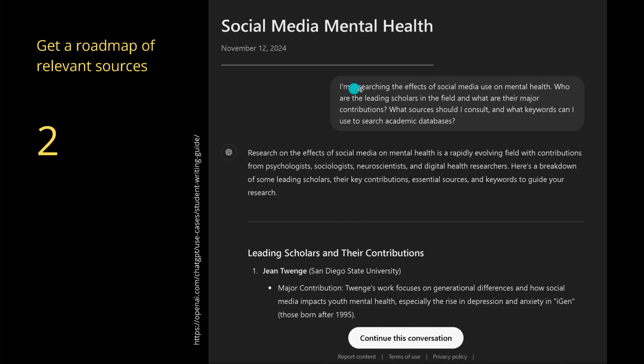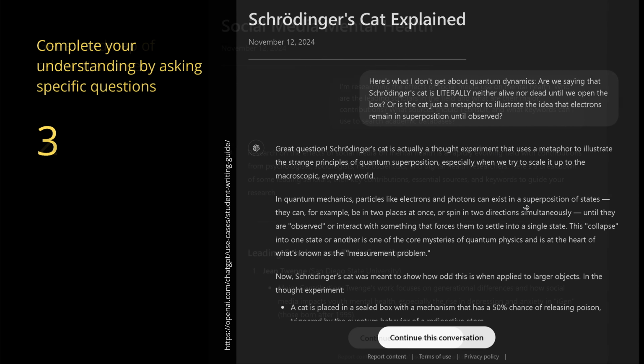Now this is interesting, no? Because you just tell ChatGPT or whatever system you have, hey, I'm researching the effects of social media on mental health. Who are the leading scholars in the field and what are their major contributions? What sources should I consult and what keywords can I use to search academic databases? And then here you see the reply by ChatGPT.